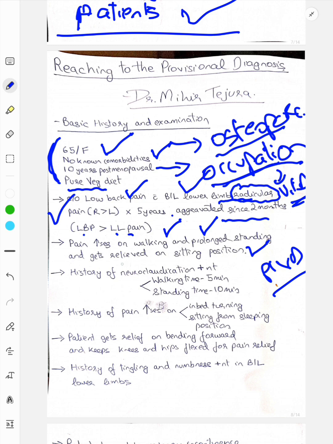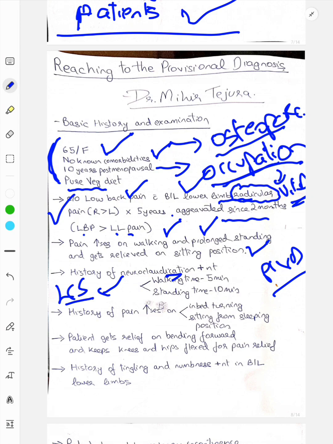Right? So this is more of a neuroclaudication picture. The pain increasing on walking and prolonged standing is more of a neuroclaudication picture that leads to the idea of LCS. Don't worry, we are going to discuss in detail each and every differential. This is just a basic idea.